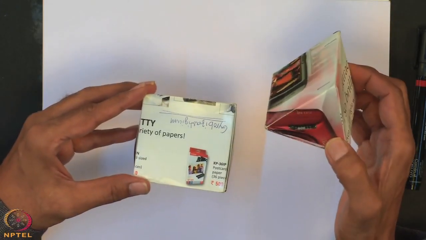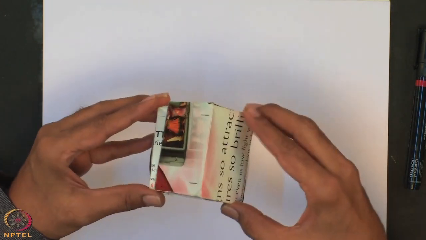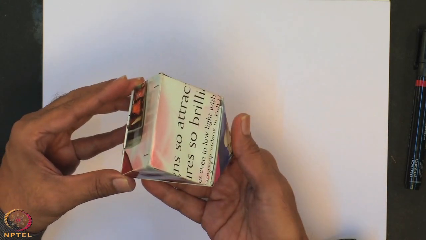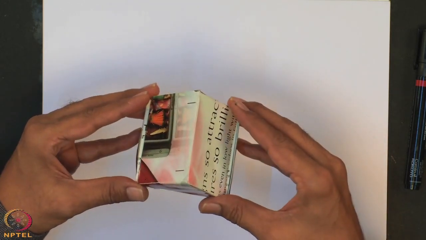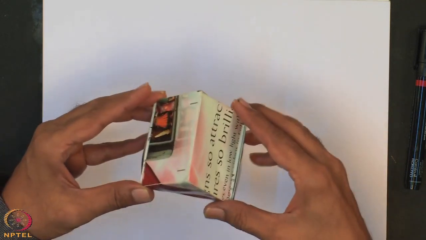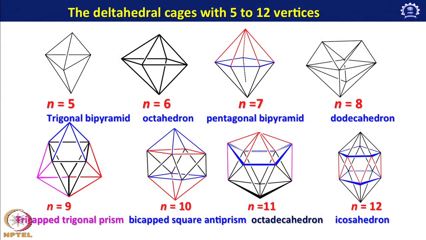So, this is a trigonal prism, this is another trigonal prism. Connect them this way, not this way. If you connect this way, and if you see, this will have 2, 4, 6 plus 2, 8 vertices. So, n equals 1, 2, 3, 4, 5, 6, 7, 8. This is a dodecahedron.